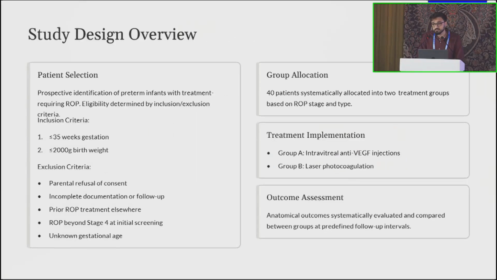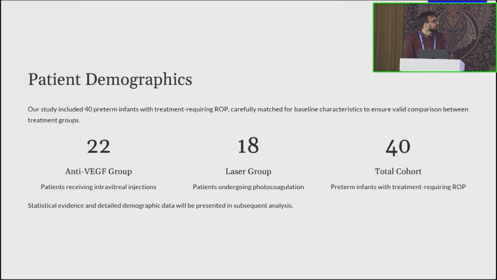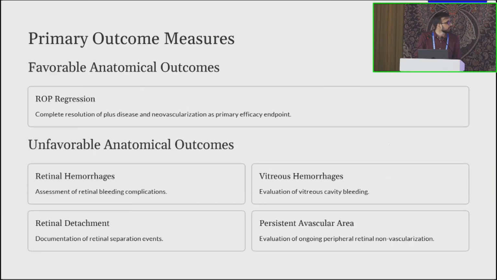Study design: we selected patients with type 1 ROP, which requires treatment, and we allocated the patients to the groups. We took a total of 40 patients divided into 2 treatment groups, group A and group B, and anatomical outcomes are compared accordingly. This shows the demography. 22 patients were given anti-VEGF and 18 patients were given laser.